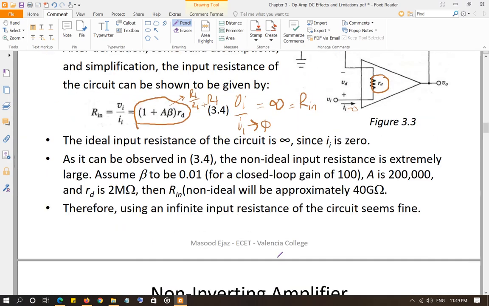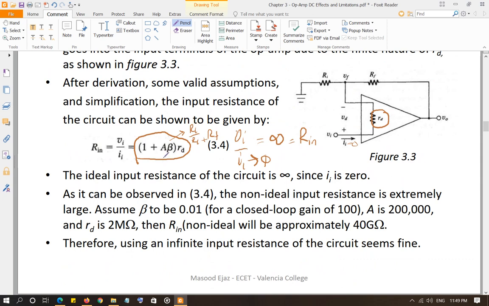So again, if you look at that, A times beta is going to be a very large value, Rd is a very large value. If we multiply, let's say 2 mega ohm, it's right here actually. Assume beta to be 0.01 for a closed loop gain of about 100. A is 200,000, Rd is 2 mega ohm. That R in non-ideal will approximately be equal to 40 giga ohm. So I mean, 40 giga ohm is as big as infinity, I would say. Really, no current is going to flow through 40 giga ohm resistance. It's almost an open circuit.